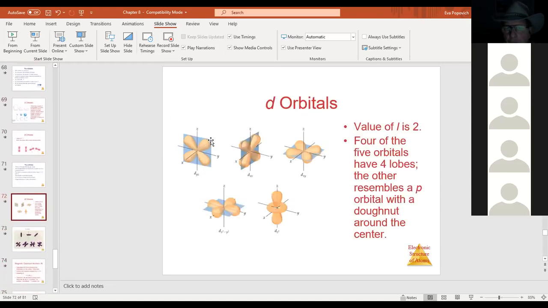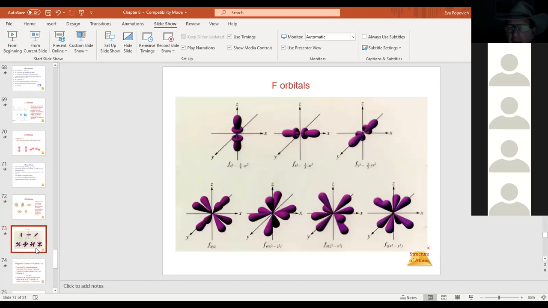D orbitals, it's like squeezing the balloon twice. I get 4 lobes, and the lobes are located along planes. This top one is along the YZ plane. This one's the XZ plane. This is on the XY plane. And this is on the XY plane, but the lobes are actually going through the axes. And there's a 5th one that looks like a p orbital with a donut around the center. F orbitals take this shape.